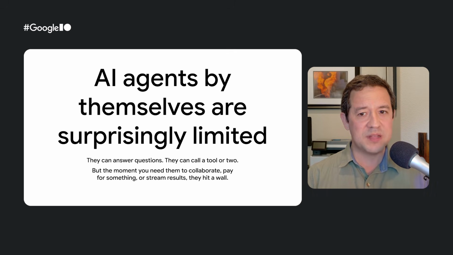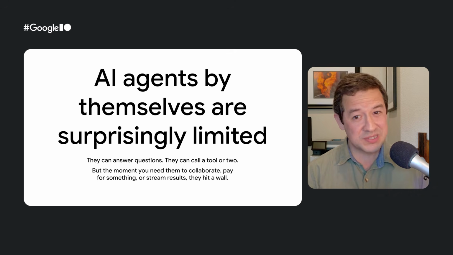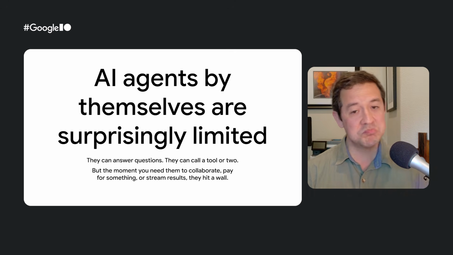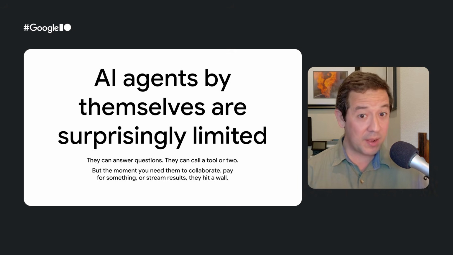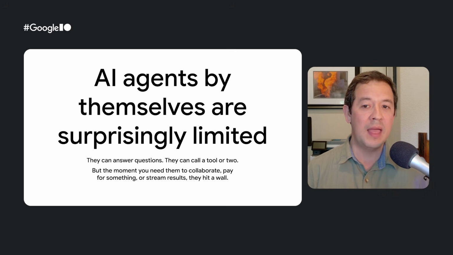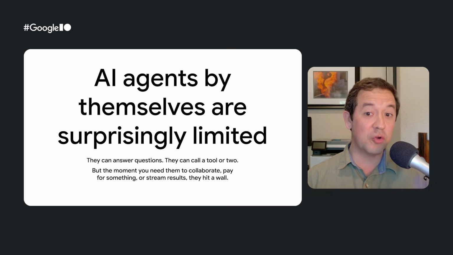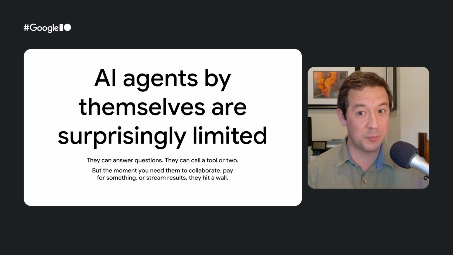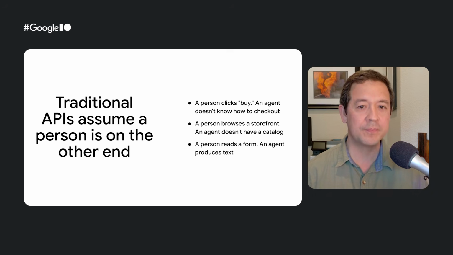AI agents by themselves are surprisingly limited in terms of what they can do. With just a simple set of instructions and a few tools, they can answer questions and maybe call a tool or two. But the moment you need them to collaborate or pay for something or stream results, they hit a wall. And if you're like me, you've seen the growing list of agent protocol acronyms and you've wondered, why are there so many and what do they actually do?